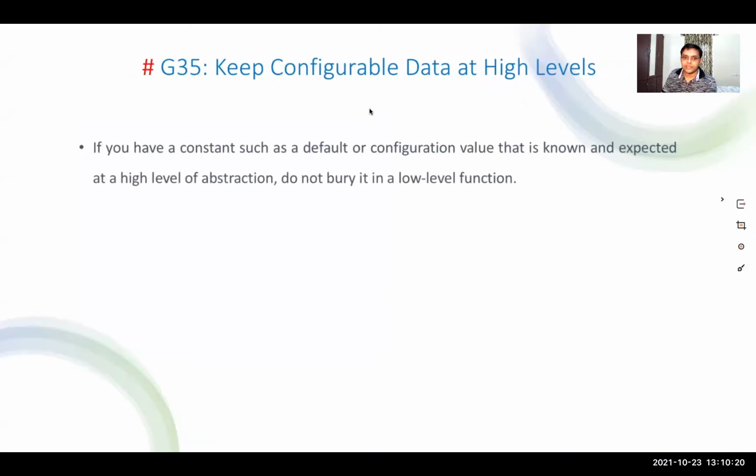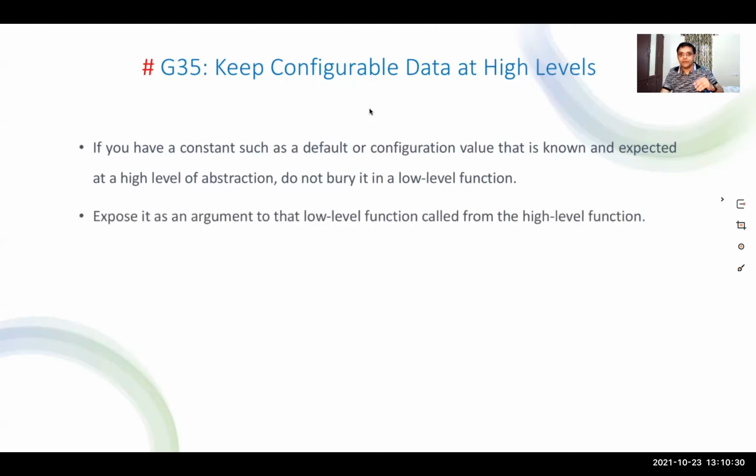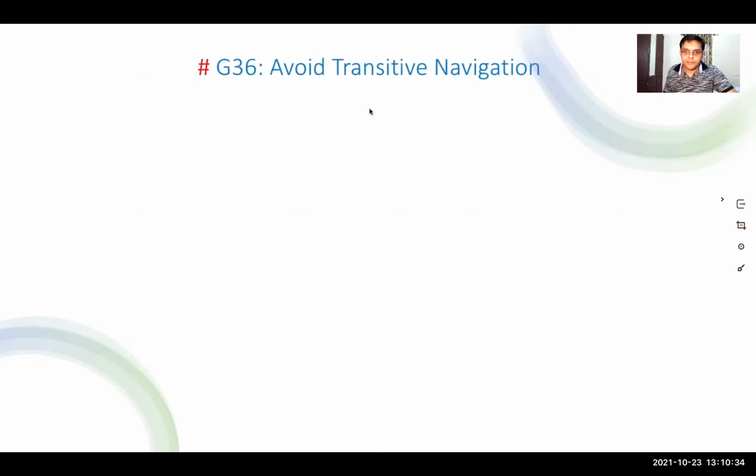So keep configurable data at the high levels. There are a lot of high-level configurations, which may be at the application level, module level, etc. All those things you keep at the higher level, not at the lower level. And you expose that as an argument to the lower-level functions.